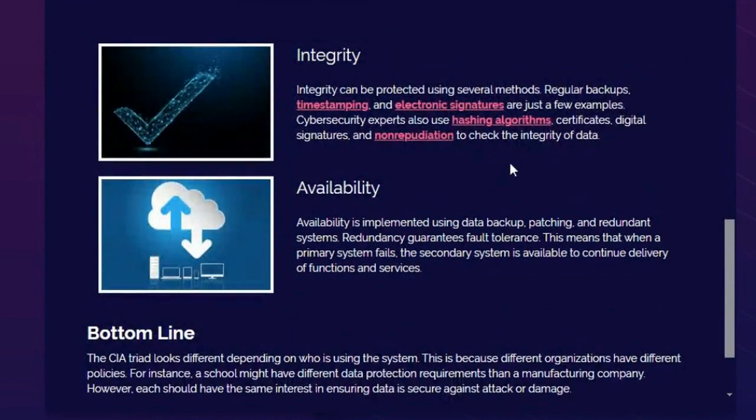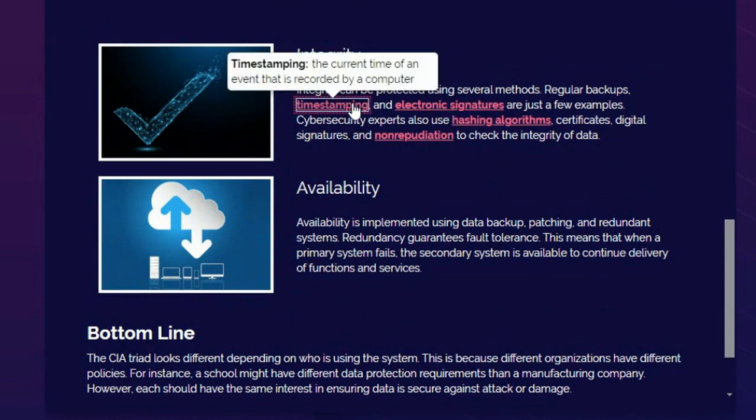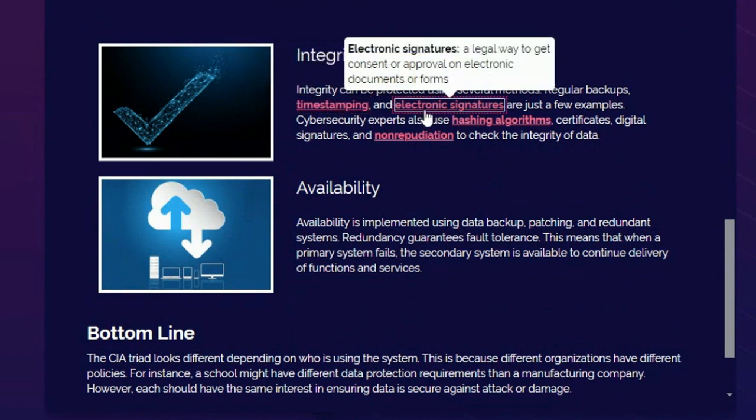Integrity. Integrity can be protected using several methods: regular backups, time stamping, and electronic signatures. Let's see, time stamping. That's the current time of an event that's recorded by a computer. When it sends something, it stamps what time it sends it. It saves something, anything like that. Electronic signatures are a legal way to give consent or approval on electronic documents and forms. That's used a lot in business. When you're not in the same building, you can send it and have them sign it electronically.